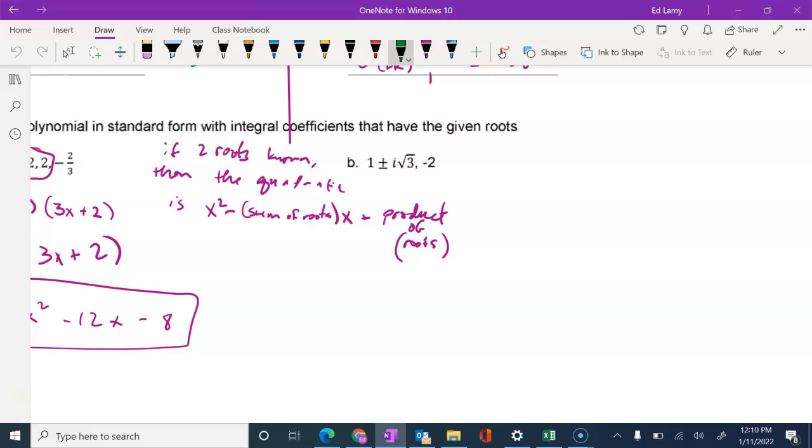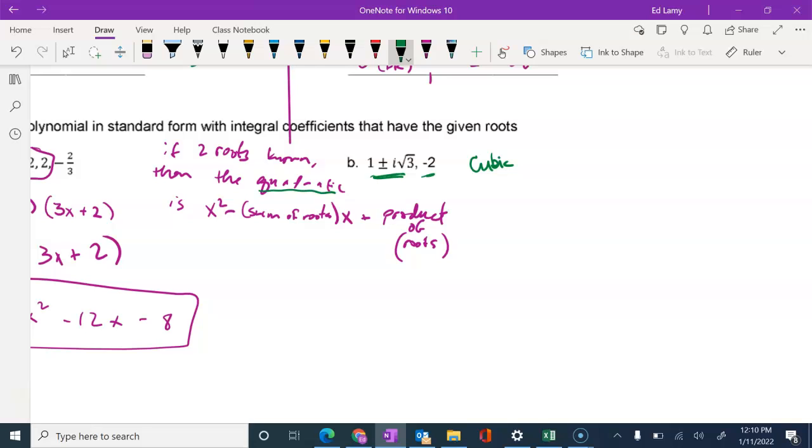It has 1, 2, 3 roots: 1 plus i square root of 3, 1 minus i square root of 3, and negative 2. So it has three roots, so we'll be writing a cubic polynomial. Now, we have a formula for writing a quadratic polynomial. It's right here in your notes, okay?